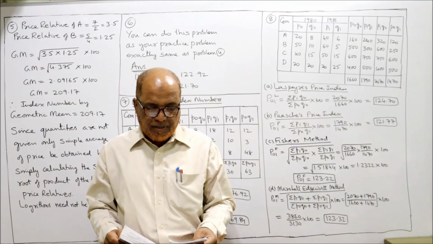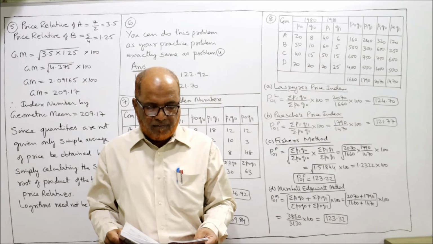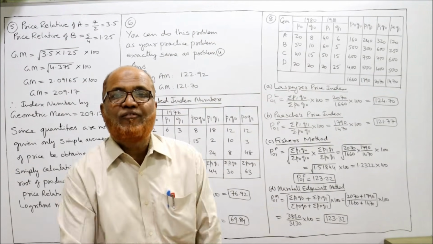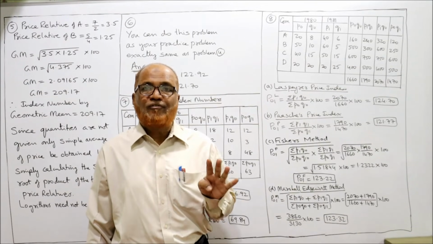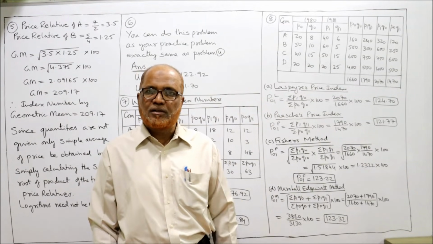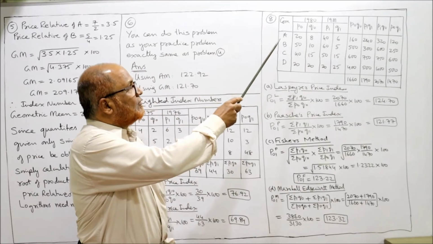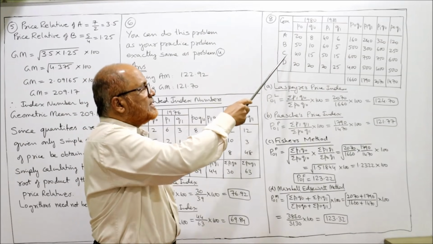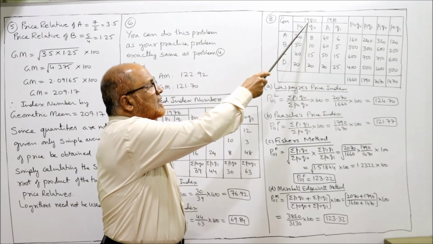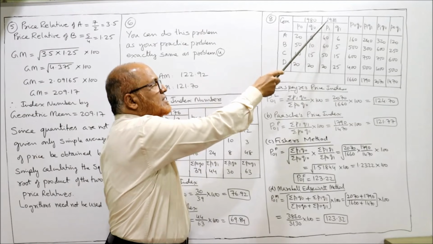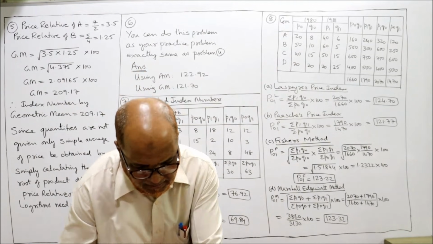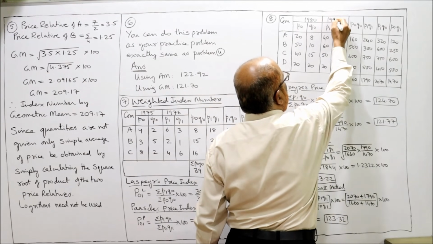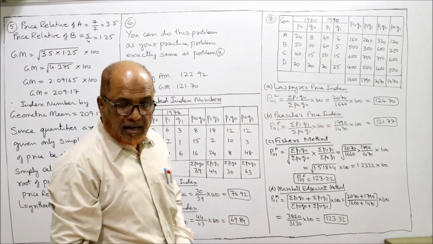As per Laspeyres' method, Paasche's method, Fisher's method, and Marshall-Edgeworth's method. So in this problem, four methods we have to apply. First of all, the same table we have just prepared: first column commodity A, B, C, D. Then 1980 is the base year and 1990 is the current year.